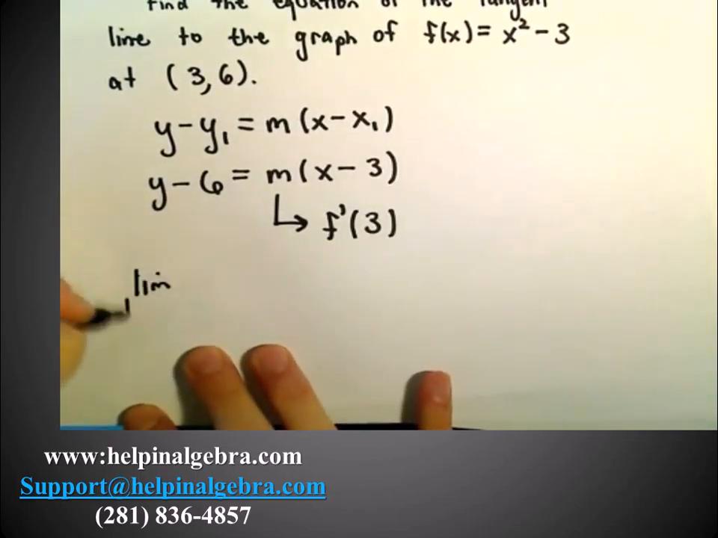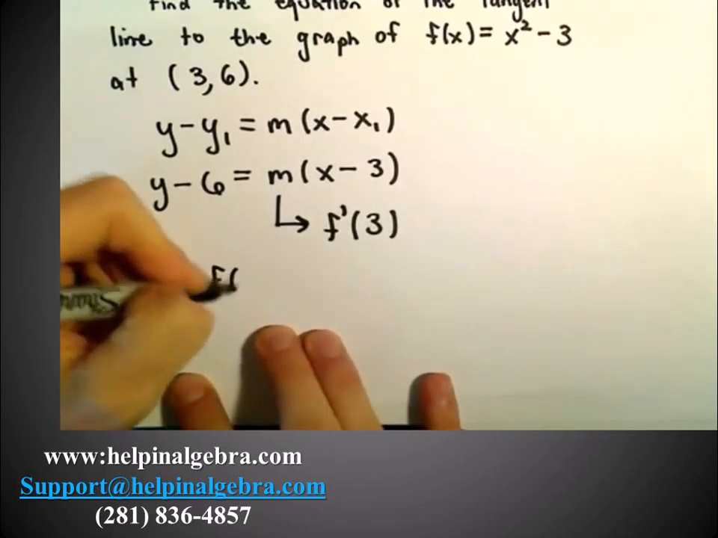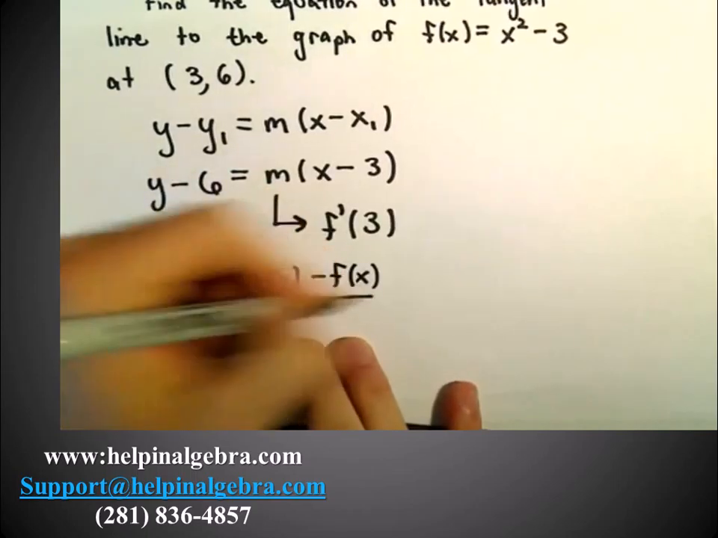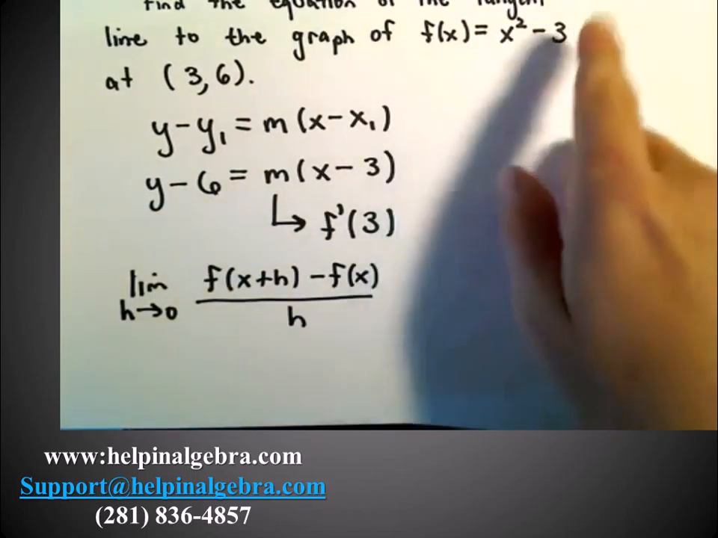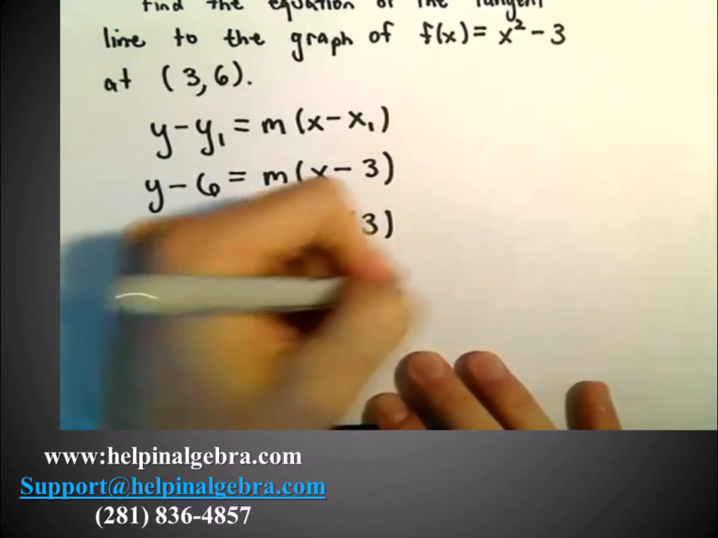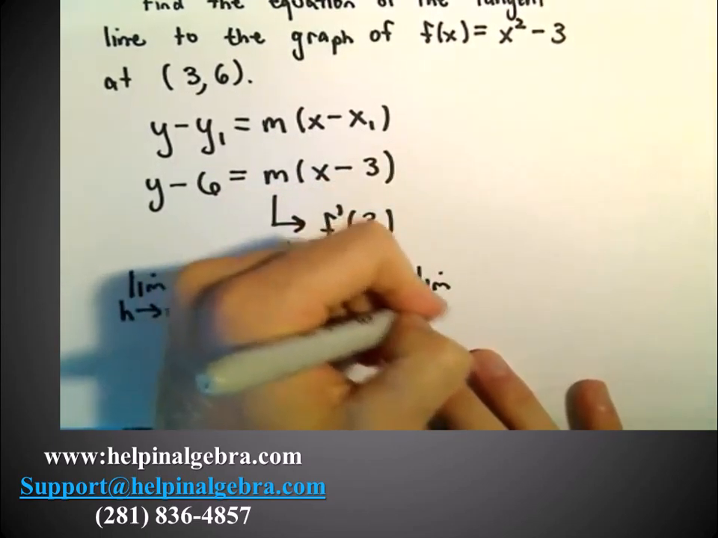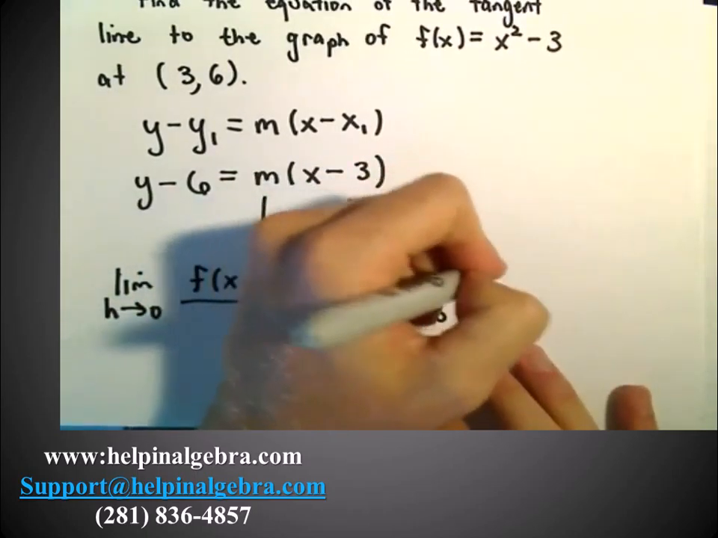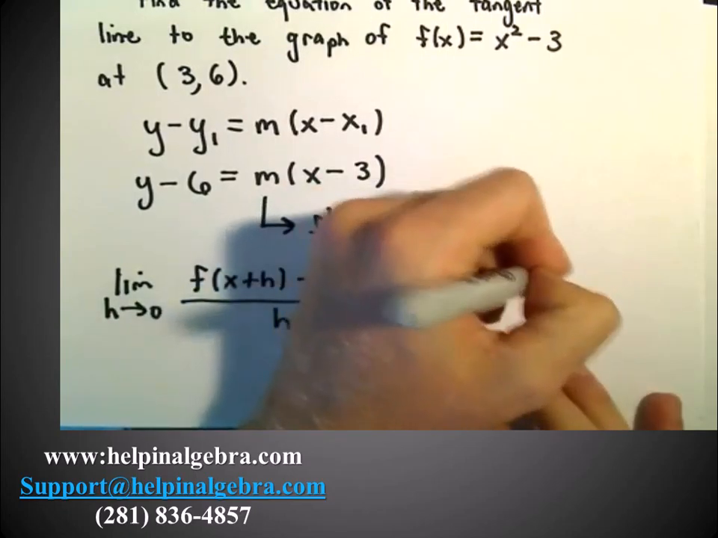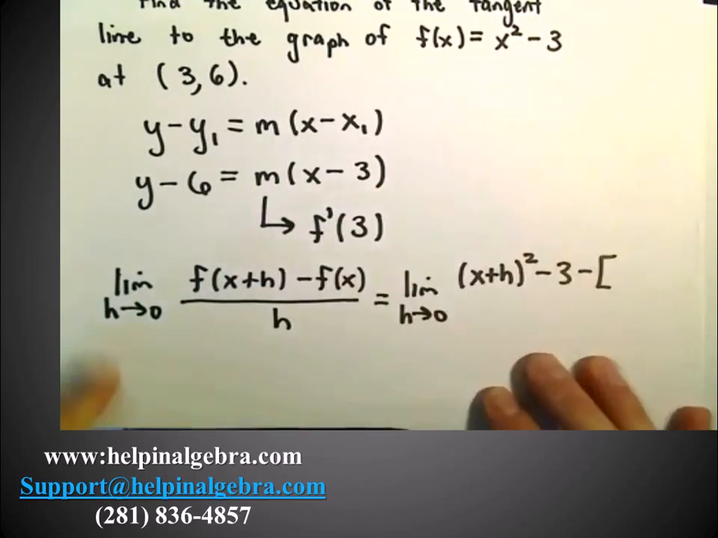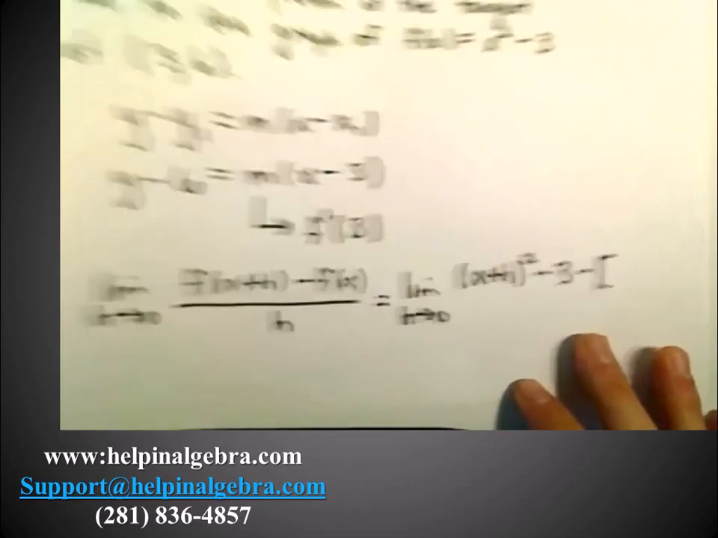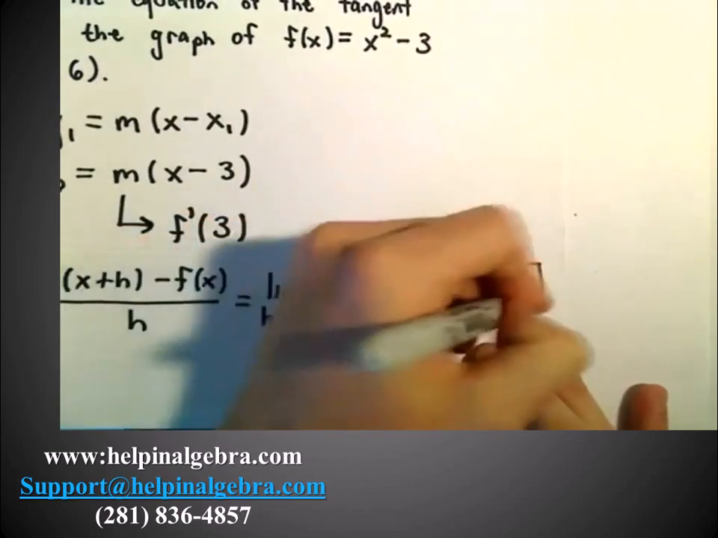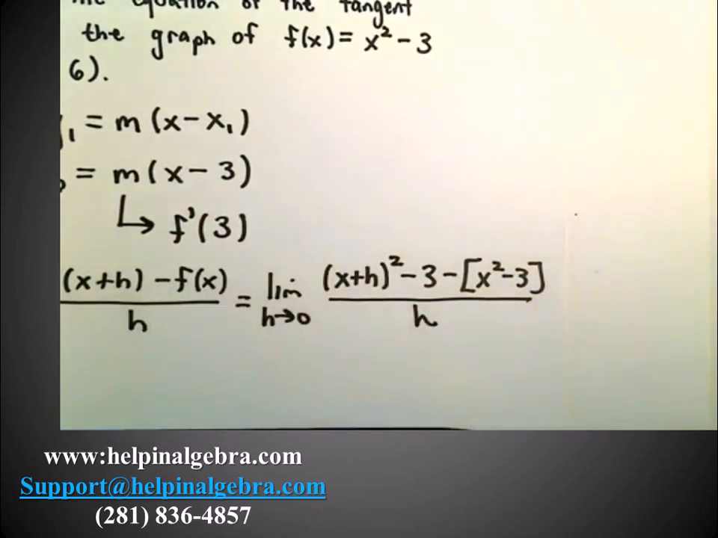So we've got the limit as h goes to 0 of f of x plus h minus f of x, all over h. So again, we're just going to use our function here, x squared minus 3. So that's going to give us the limit as h approaches 0. Again, just replace all the x's with x plus h. So we would have x plus h squared minus 3. And then we would have to subtract away the original function, which would just be x squared minus 3. And then all of that will be divided by h.